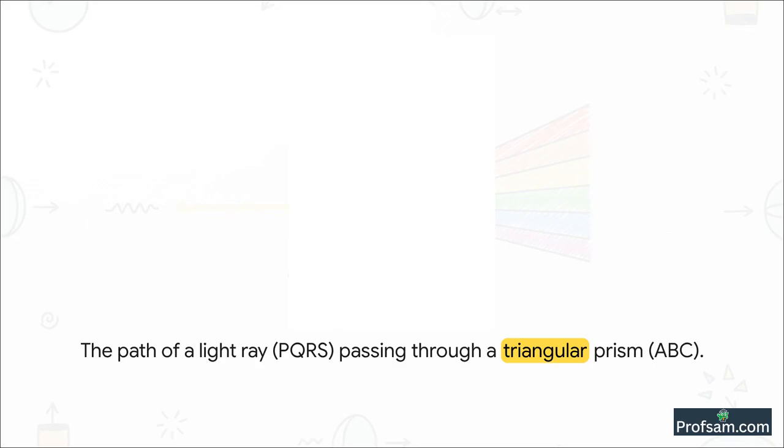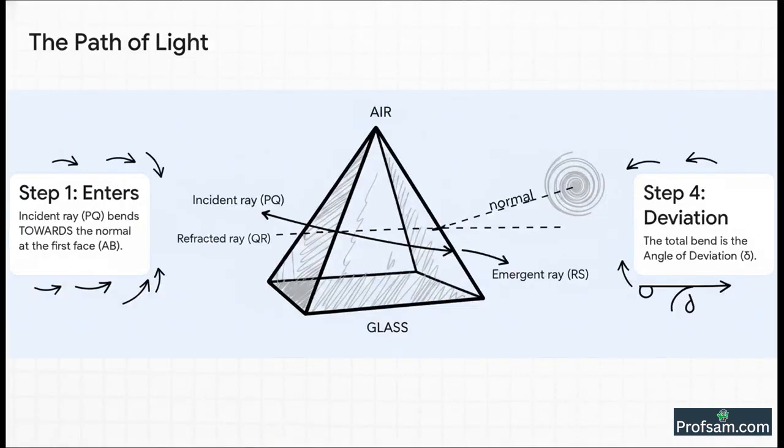You can see the incident ray PQ hitting the prism, the refracted ray QR traveling inside, and the emergent ray RS coming out. And notice all the angles are labeled i, r1, r2, e. We'll get to all of them. So let's break this journey down into simple steps. Step 1. The incident ray PQ comes and hits the first face, AB. Now it's going from air to glass, from a rarer to a denser medium, so it bends towards the normal.